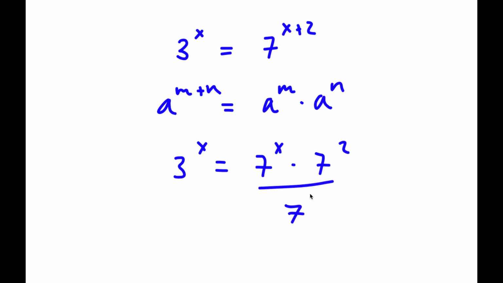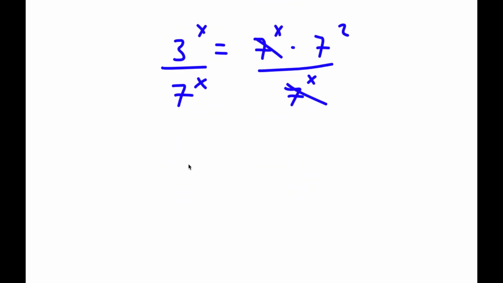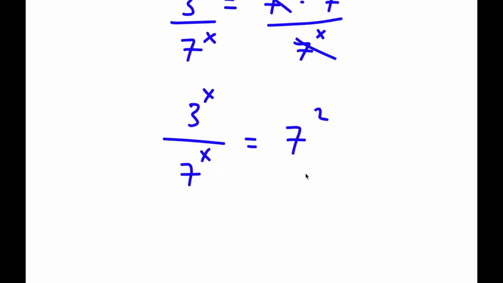Now I'm going to go ahead and divide both sides by 7 to the power of x. So then these two cancel out, and now I'll have 3 to the power of x over 7 to the power of x is equal to 7 to the power of 2.